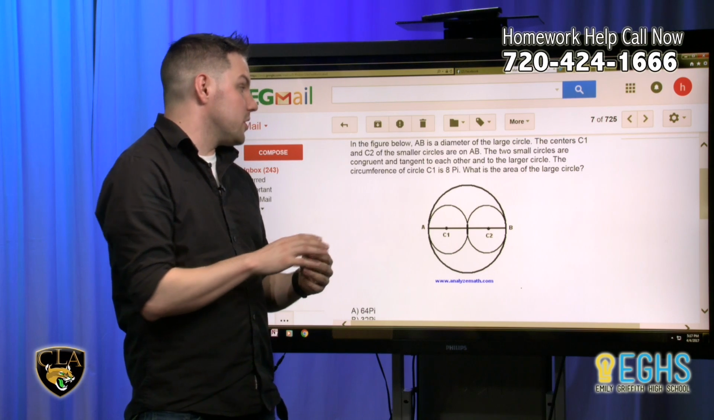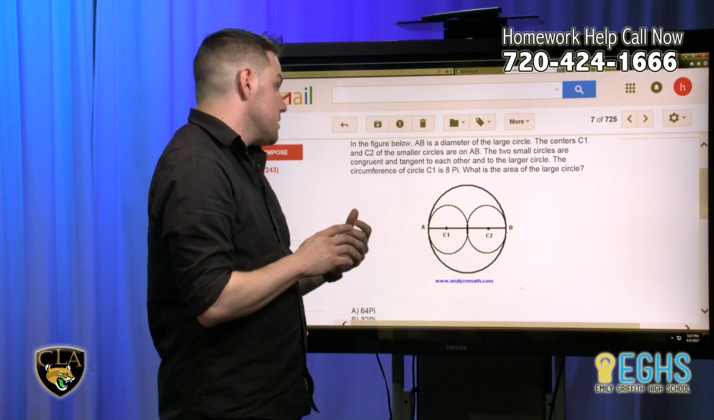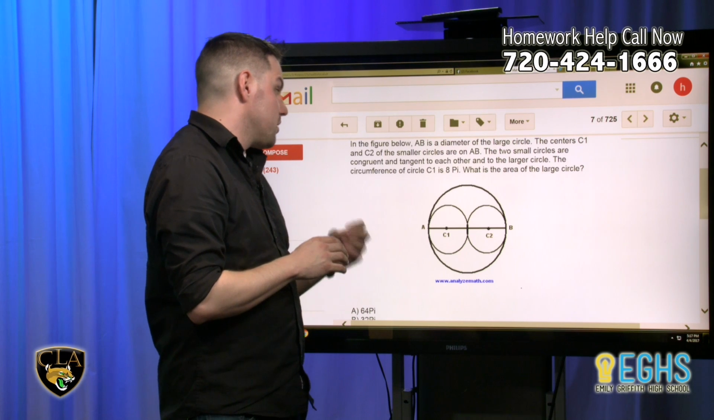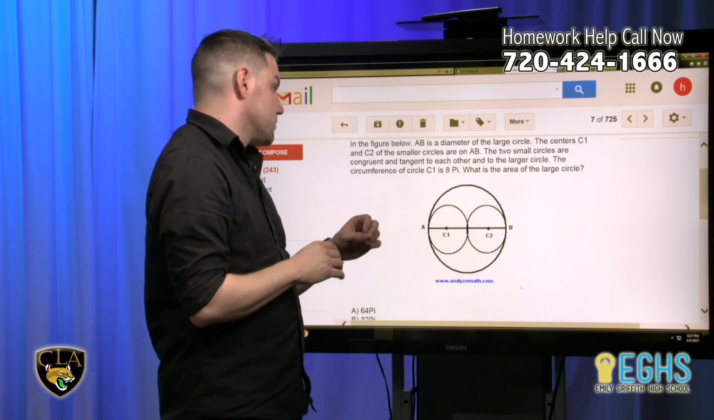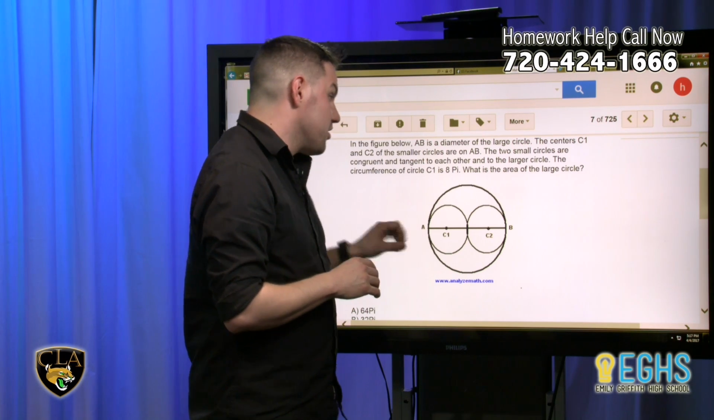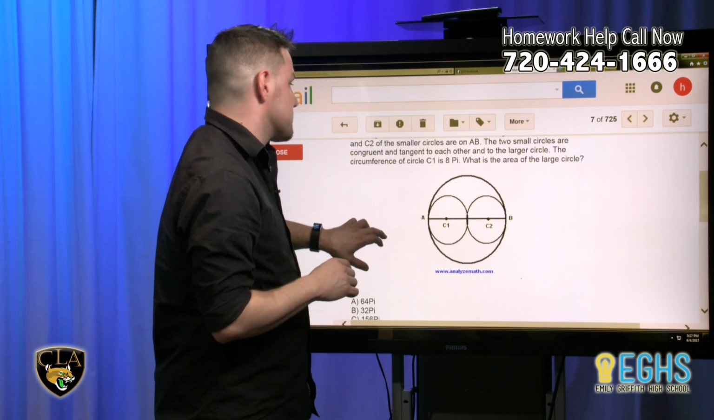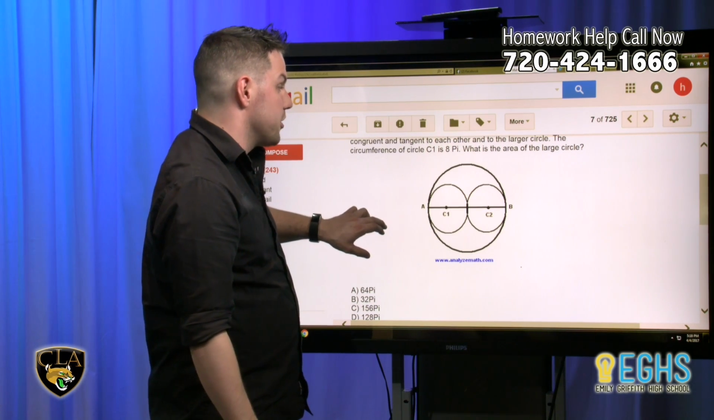In the figure below, AB is a diameter of the large circle. The centers, C1 and C2, of the smaller circles are on AB. The two small circles are congruent and tangent to each other, and the larger circle is the circumference of the circle C1 is 8 pi. What is the area of the large circle?